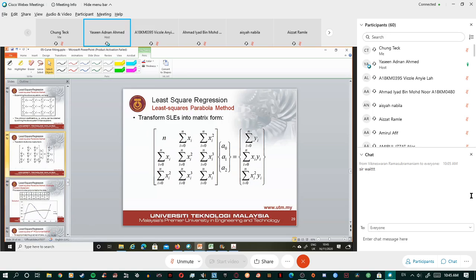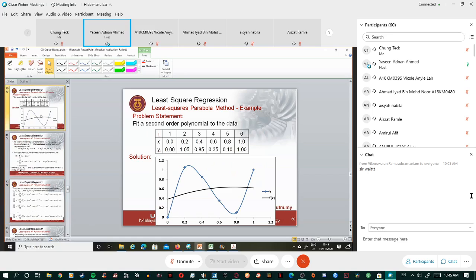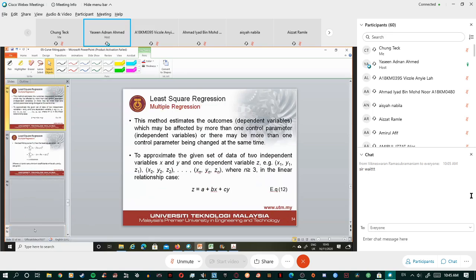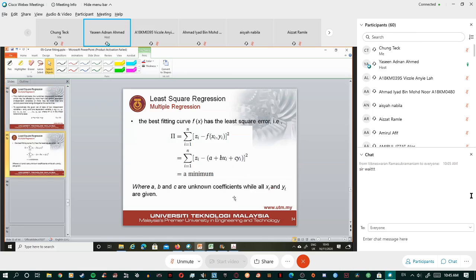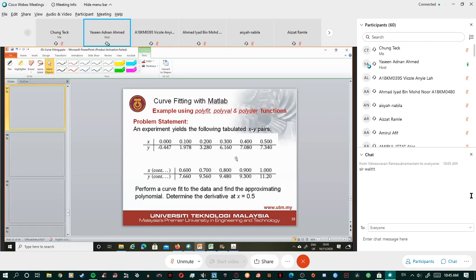And another one is multiple regression. What is multiple regression? In this case, you will have two independent variables. In the earlier case, y depends on x, but sometimes we have z depends on x and y. So the equation could be z = a + bx + cy, because z depends on x and y. In that case, we will do the same thing, and differentiate with respect to a, b, and c. If you sum up, you will have this one.